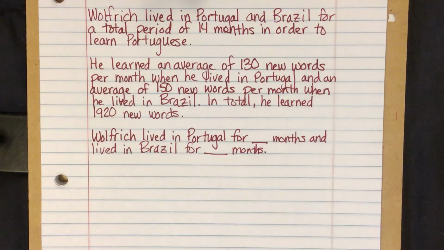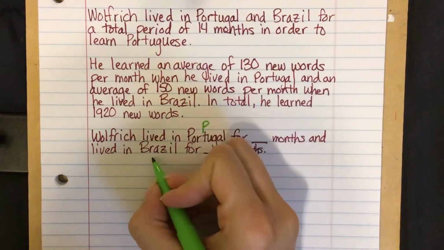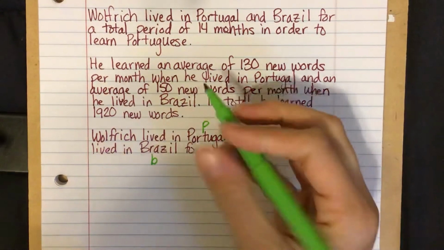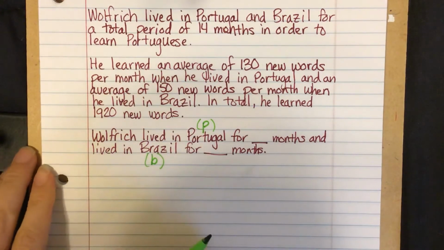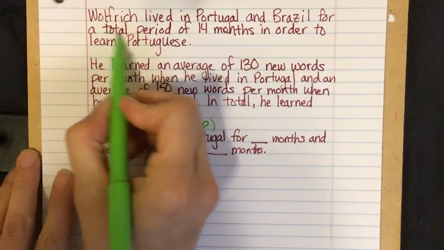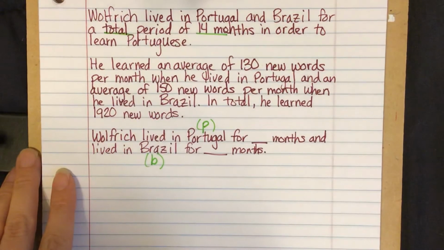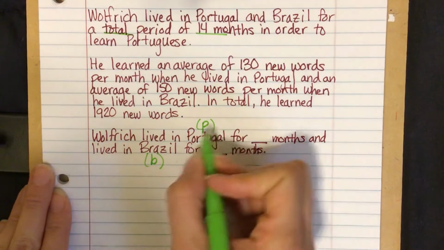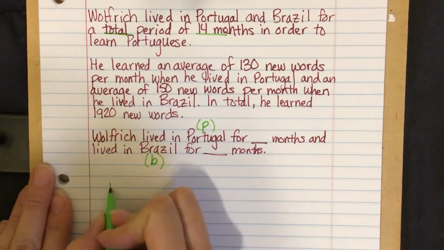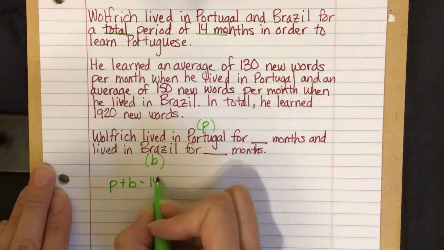All right, so we're looking at the amount of time he lived in Brazil and in Portugal. So let's have P stand for Portugal and B stand for Brazil. I'm going to break apart that first section. It says that altogether the total amount of time he spent in both places was 14 months. So we're going to start by writing an equation that says the amount of time that he lived in Portugal plus the amount of time that he lived in Brazil was 14 months.